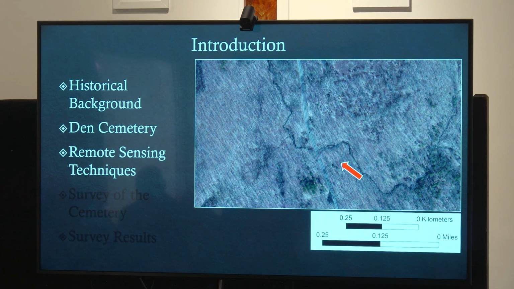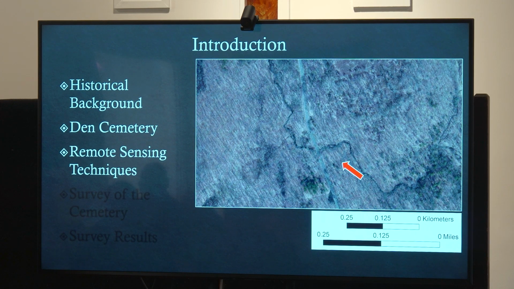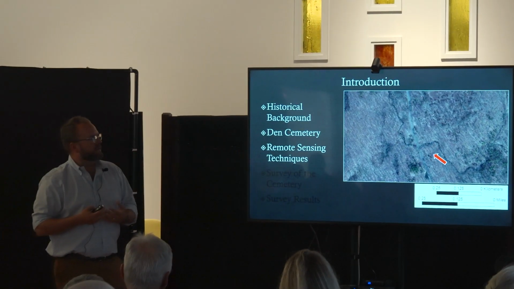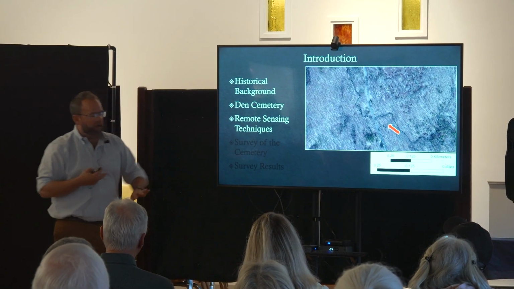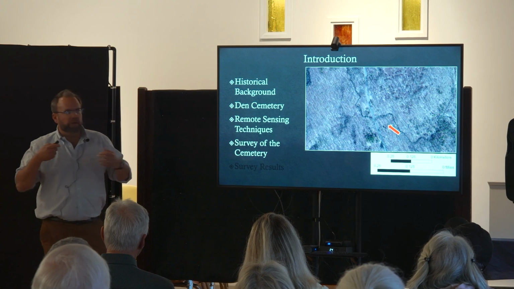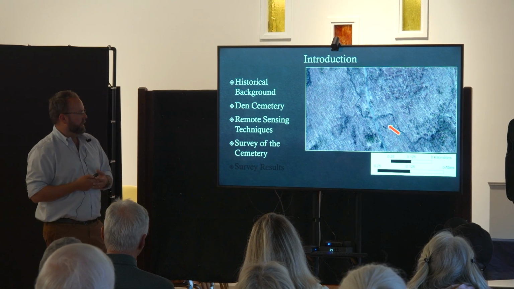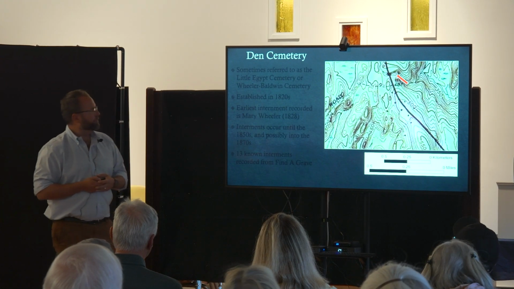So I'll talk a lot about ground penetrating radar, but we also used unmanned aerial vehicles, so drones, to do a lot of imaging of the cemetery. We also did some other, just sort of walking around and noticing things that are important to understanding where unmarked burials are, depressions in the ground, that type of work. And then we'll talk about the results of the survey itself. So the survey of the cemetery, how we did it, and the survey results.